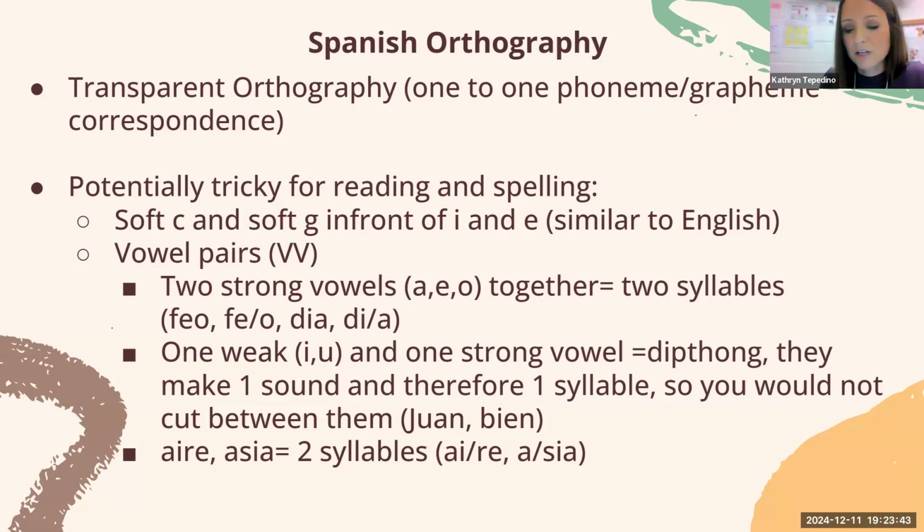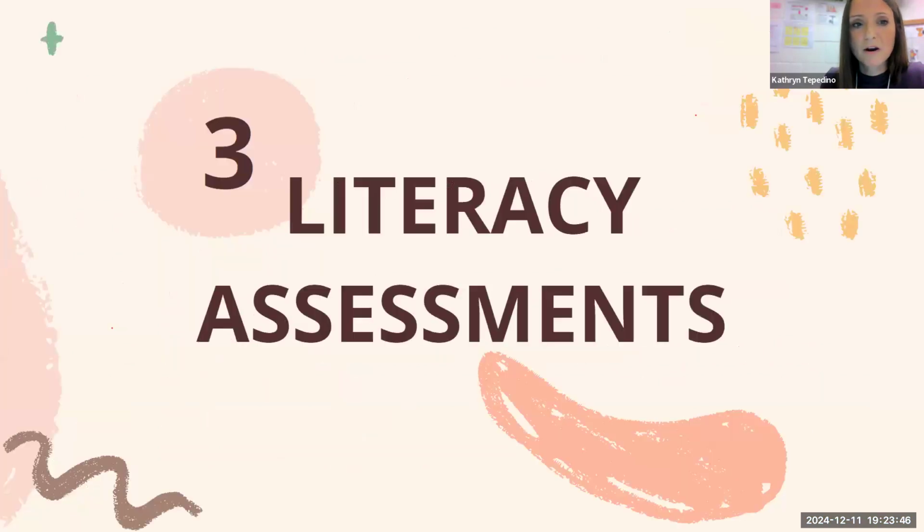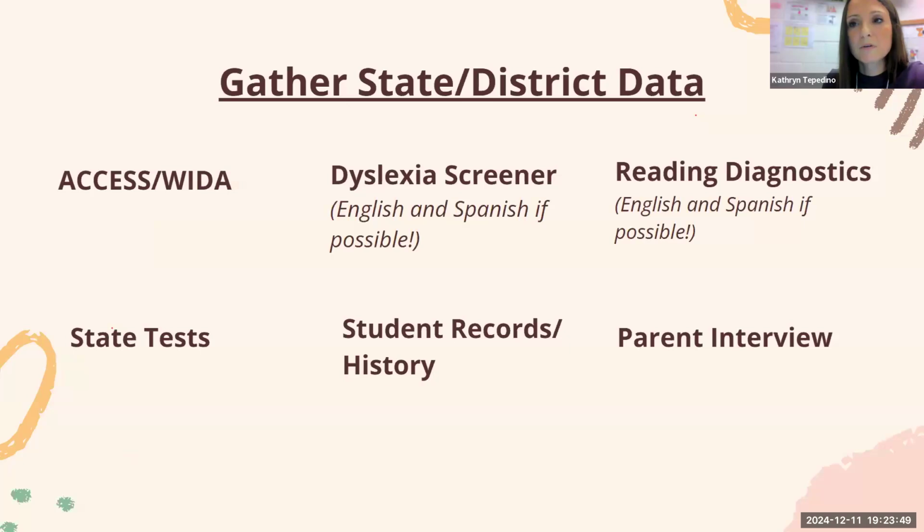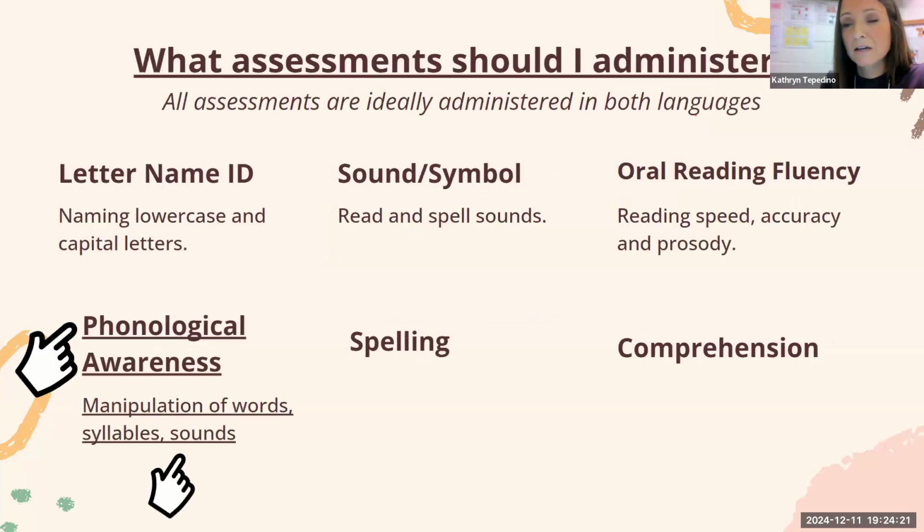So I just put some potentially tricky things here just to be aware of. So the first thing we're going to get into here is our literacy assessments. So first, we just want to overall gather some data. So look at their ACCESS tests or WIDA tests. If we have a dyslexia screener available in English and Spanish, that is ideal. Giving any reading diagnostics in both languages also is ideal. And just gathering like parent information, student records, talking to the parents about their experiences learning in their home country.